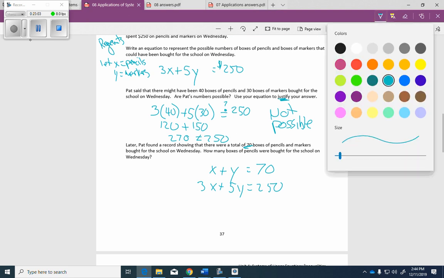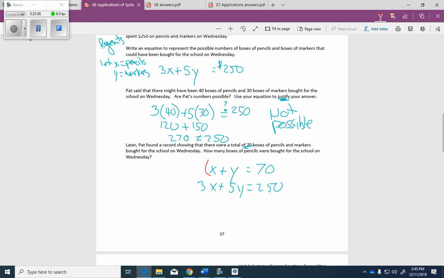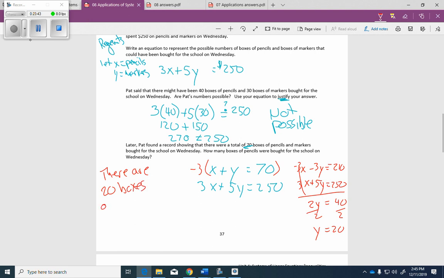So I'm going to do this by elimination. I'm going to multiply the top by a -3. So I get -3x minus 3y equals -210. And this is a 3x plus 5y equals 250. So 2y equals 40. So y equals 20. y is the boxes of markers. There are 20 boxes of markers.